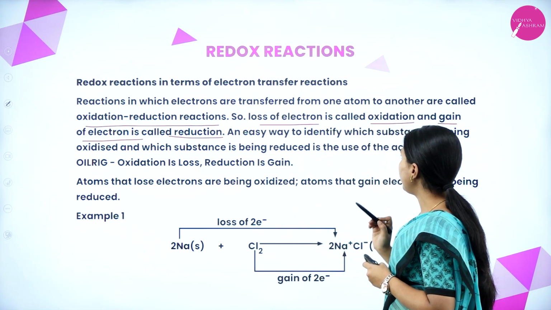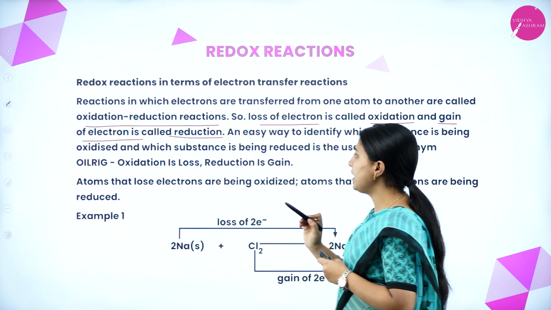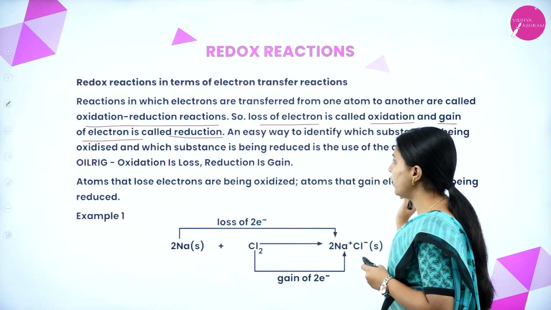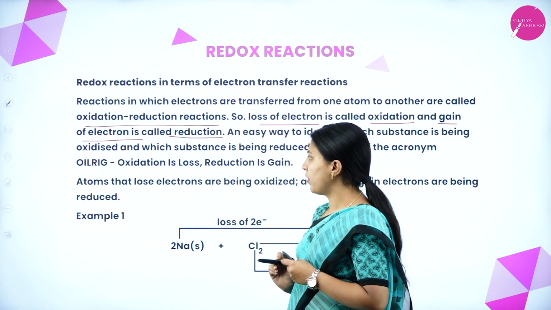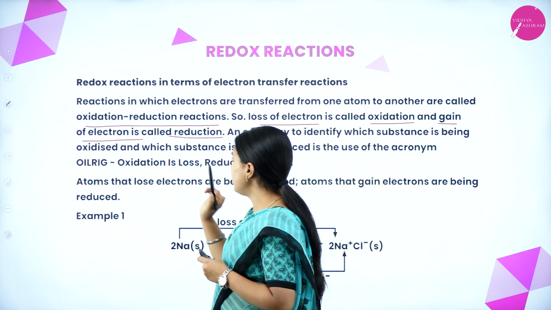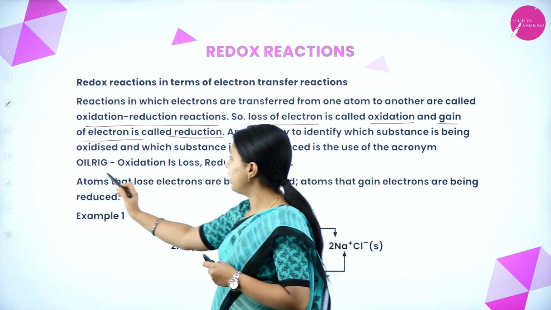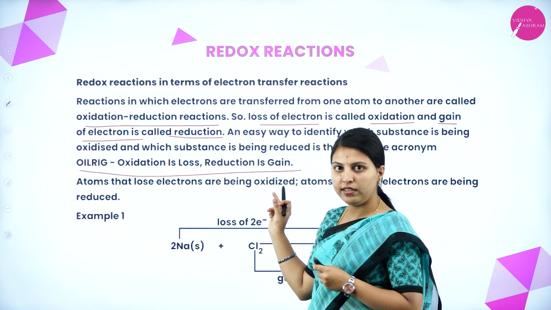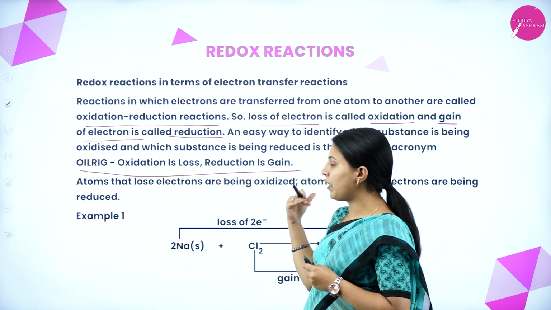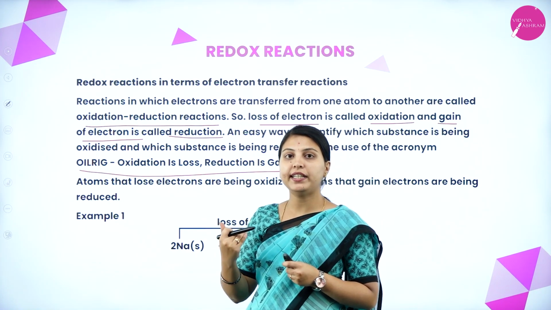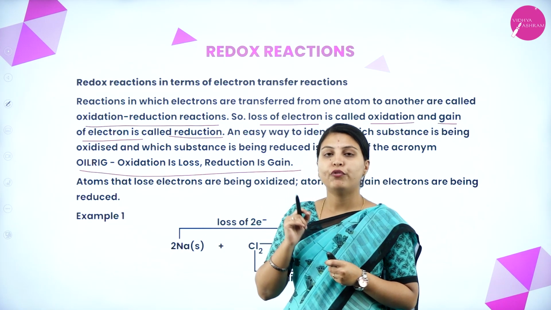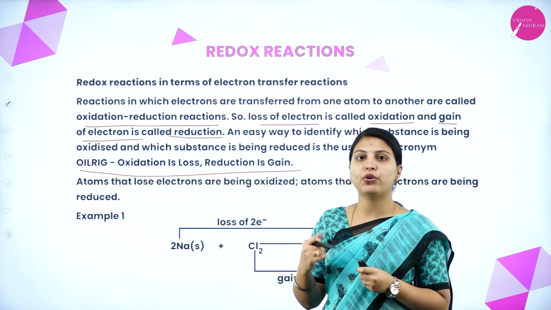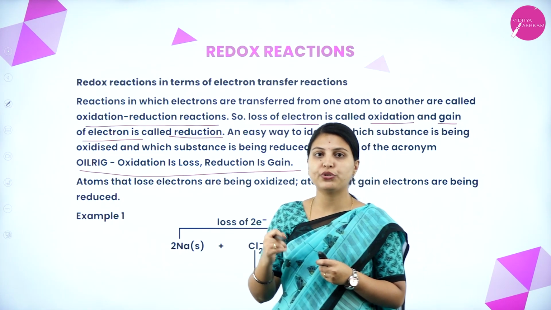An easy way to identify which substance is being oxidized and which substance is being reduced is the acronym OIL RIG. Oxidation is loss, reduction is gain. If you know this phrase, you will understand the complete redox reaction, because for one mark you have to analyze which element is going to be oxidized or which element is going to be reduced.